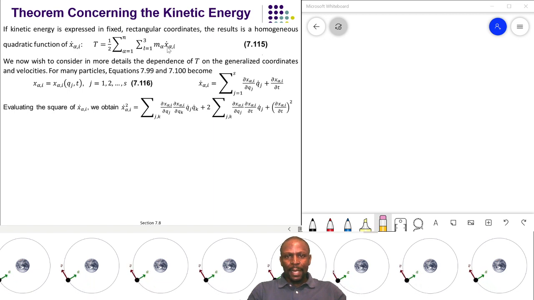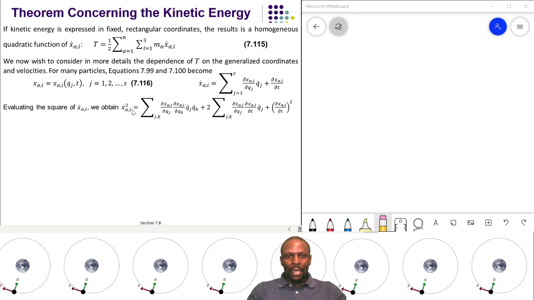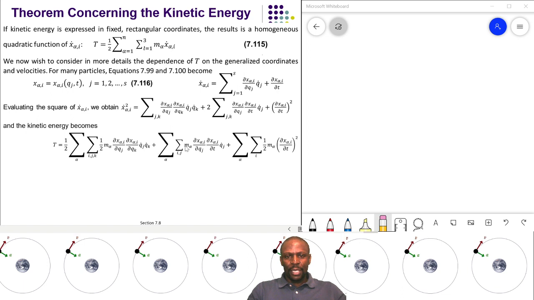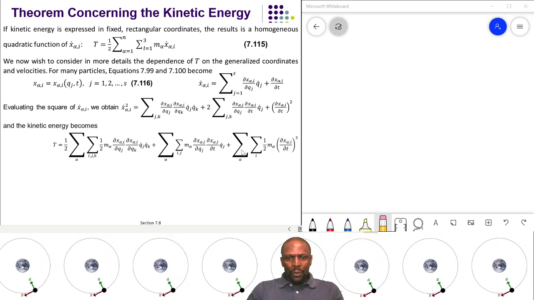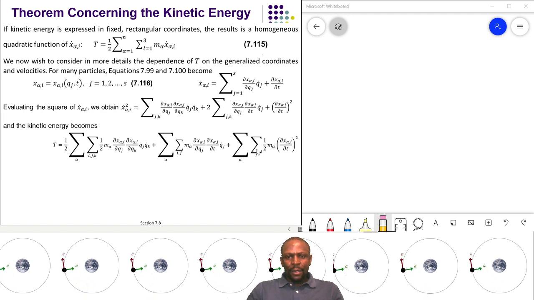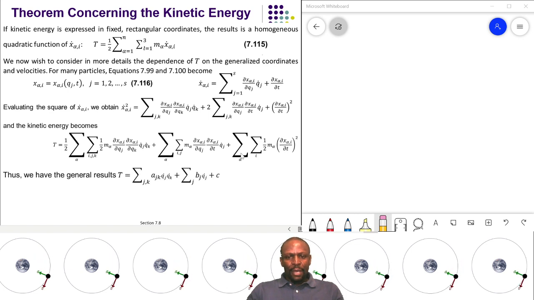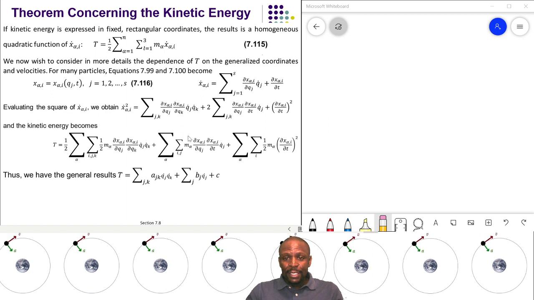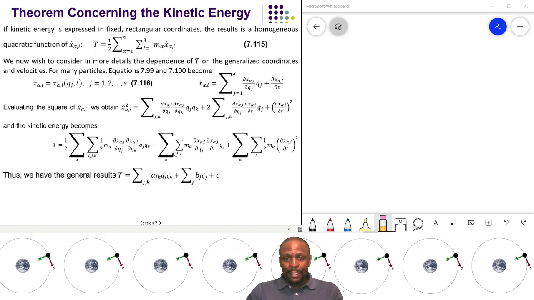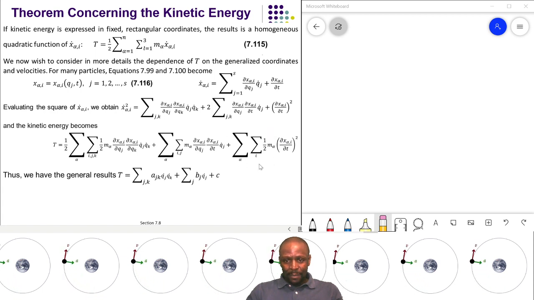So that we can plug it into the kinetic energy term. I'm very sorry, there was supposed to be a square there. Now if you square that and then you put it back into the kinetic energy, this is what you are going to have. And now the T can actually be written, if we replace everything here by BJ, and then we replace by C.